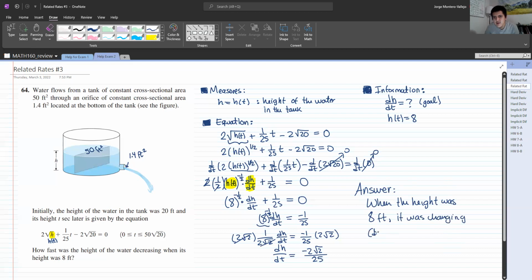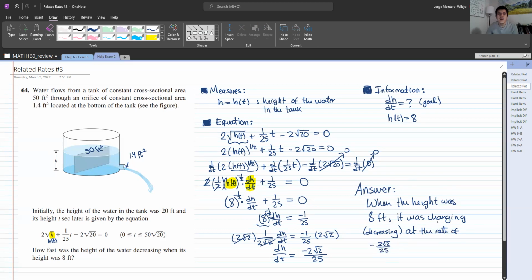decreasing, right? Decreasing. Sorry, I'm going too fast there. Decreasing at the rate of minus 2 square root of 2 divided by 25.